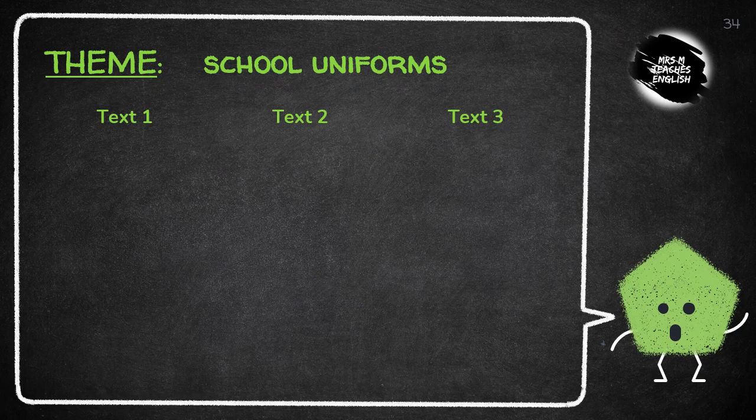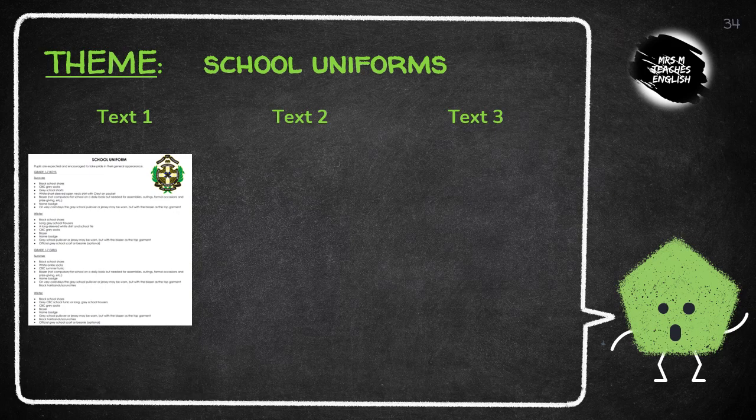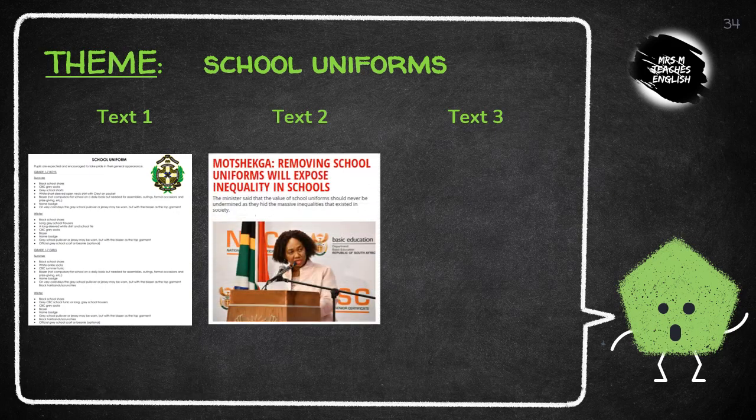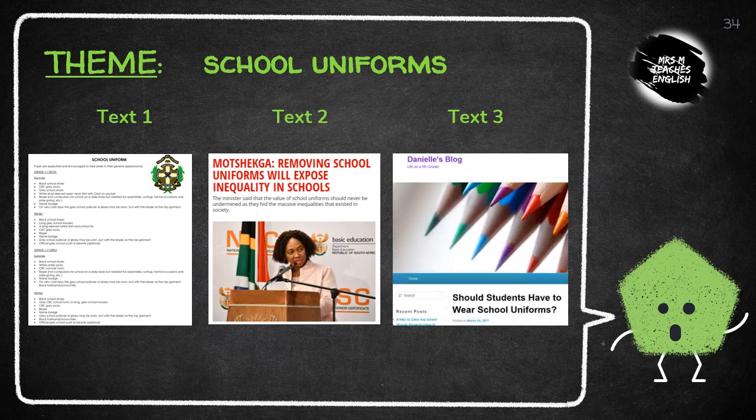Here's an example of what that could look like. Imagine that your chosen theme is the wearing of school uniforms in South African schools. Your first text could be the school's official uniform policy. The second could be the text of the speech delivered by the Minister of Basic Education, Angie Motshekga, earlier this year, in which she outlined reasons why South African government schools would keep uniforms. The third text could be a blog post written by a school pupil in which she expresses her opinion on the wearing of uniforms. All 3 of these texts have a common theme, but each one has a different voice.